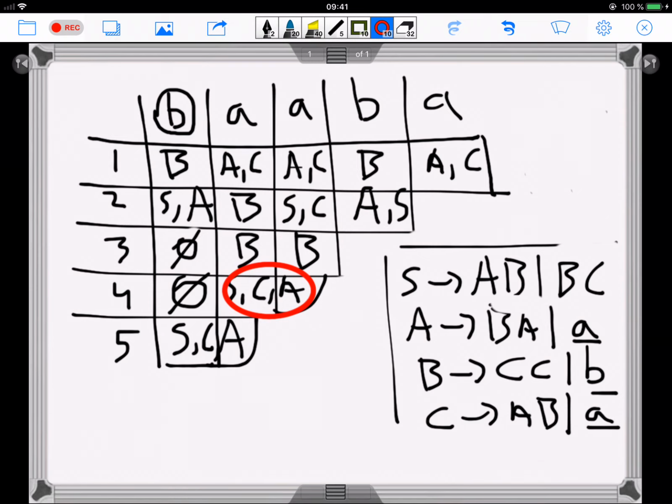Okay, so this is how you apply the CYK algorithm. Please also try to do the same with the same grammar with the word A, B, B, A. And I will also upload a video with the solution for this word.